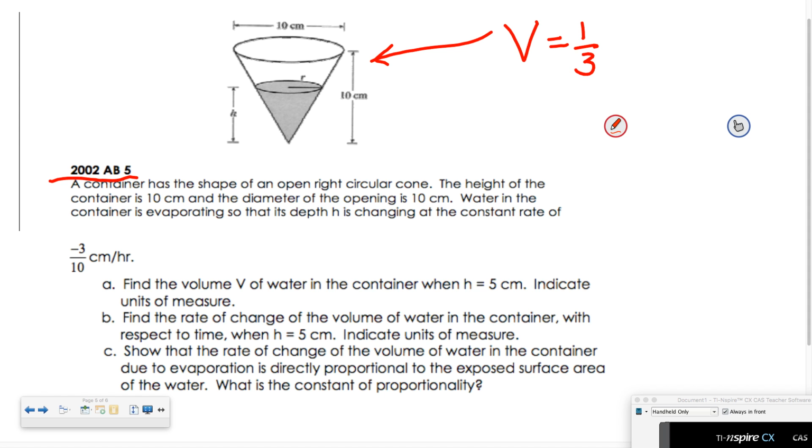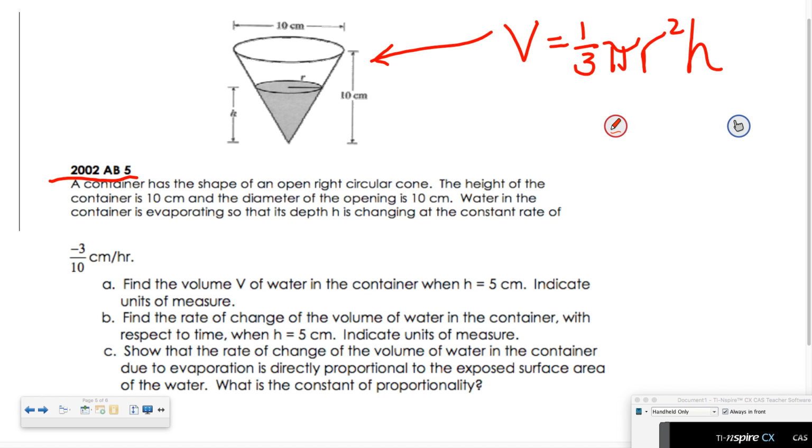1/3 pi r squared h. Correct. And this is where sometimes it'll involve radius and sometimes it'll involve height, and you probably don't want to use both pieces of info. So we look for a ratio between radius and height. Do they give us a ratio between radius and height?